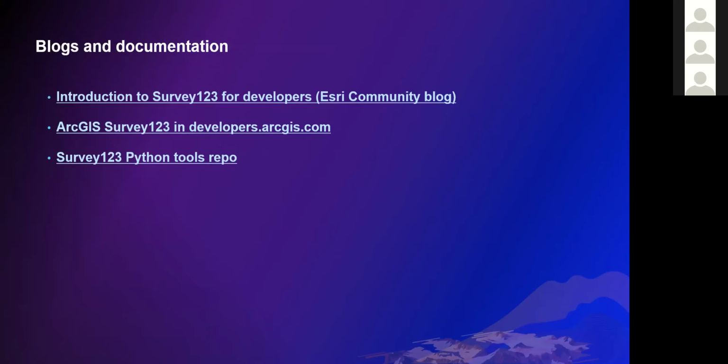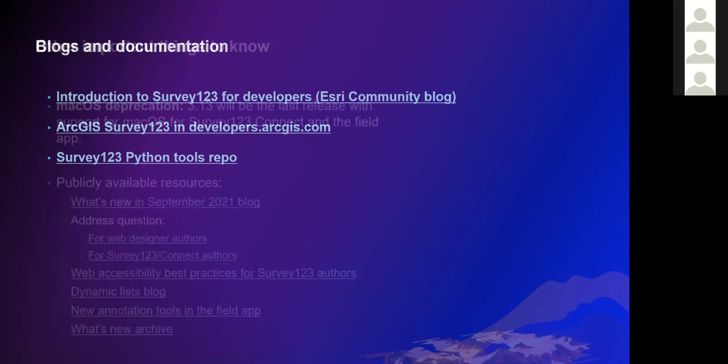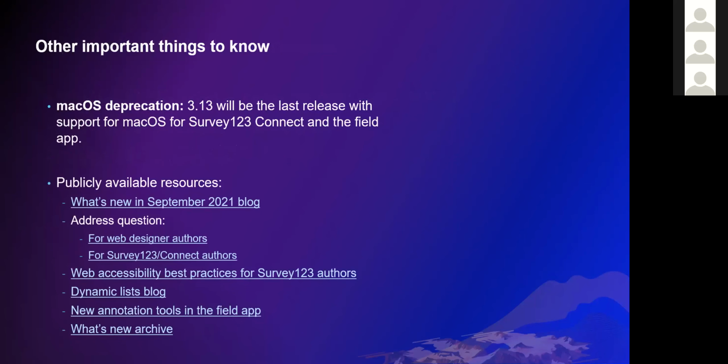Here are some additional blogs and documentation on the developer experience. Just one final thing about Survey 123 in terms of other important things to know: if you're using Survey 123 Connect or the Field app on Mac OS, 3.13 will be the last release with support for Mac OS for Survey 123 Connect and the Field app. And then there are some other resources out there that you might want to take a look at as well.